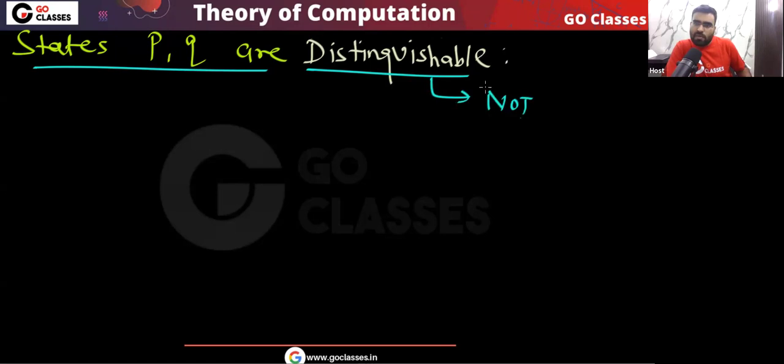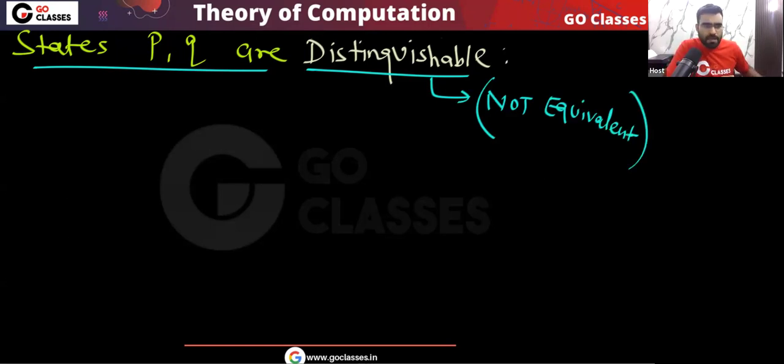Distinguishable. When can I say two states are distinguishable? Distinguishable simply means not equivalent. Yes or no? So when can I say two states are not equivalent?